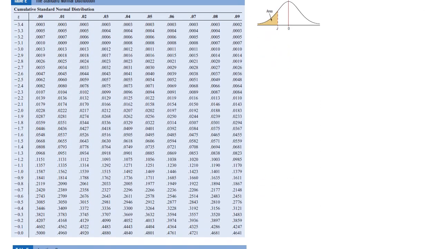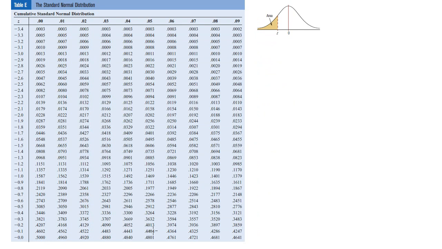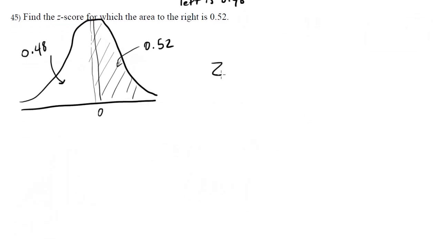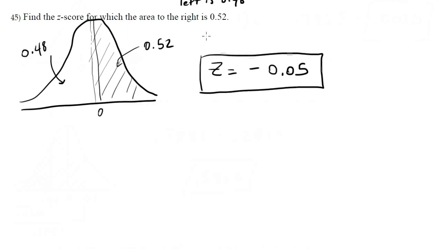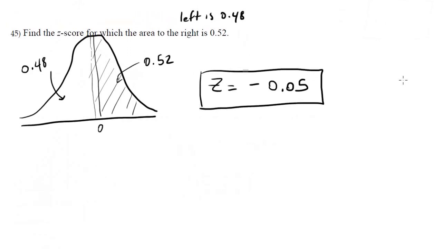So we're looking for 0.48 to the left, 0.48. Oh, I like this. Negative 0.05. I'll take that. Z equals negative 0.05. That's the z-value that gives you the area to the right is 0.52, or the area to the left is 0.48. Same thing.